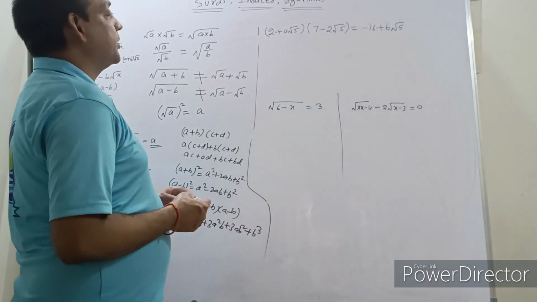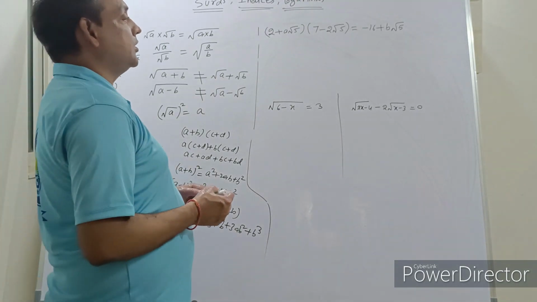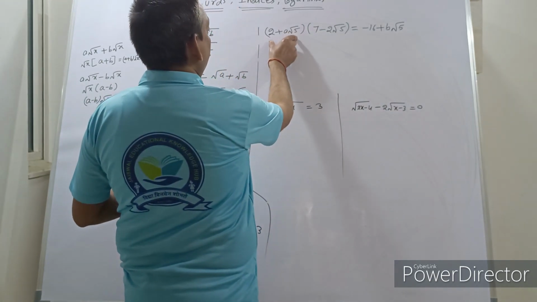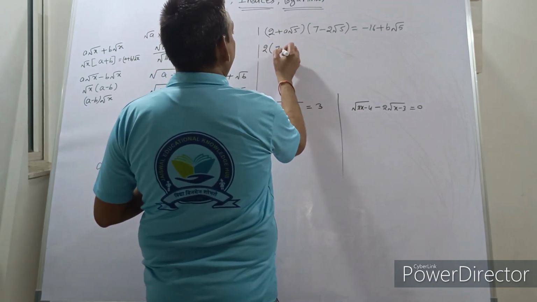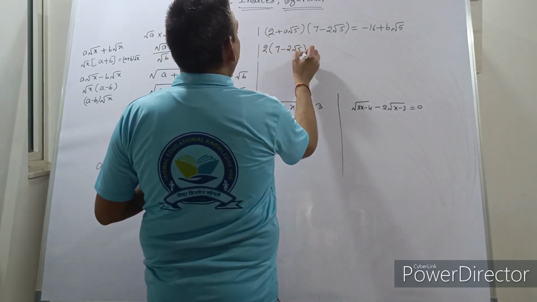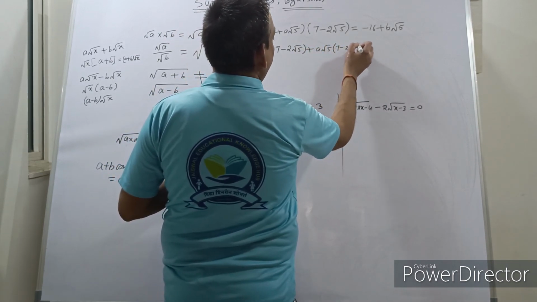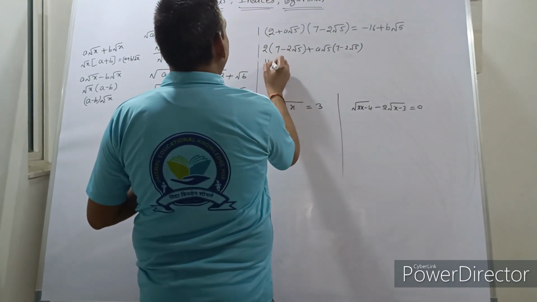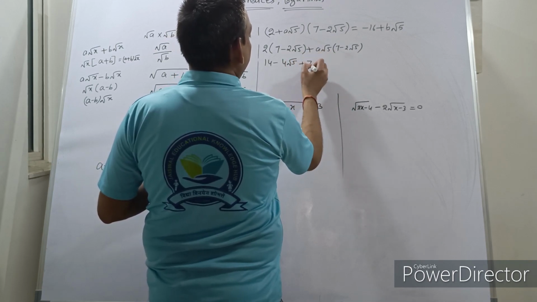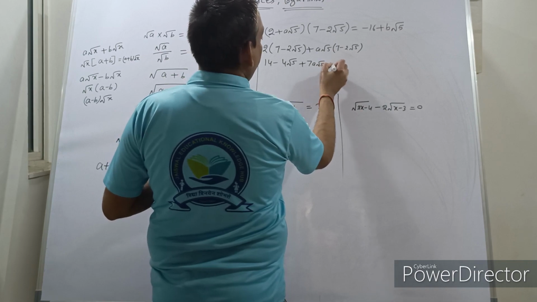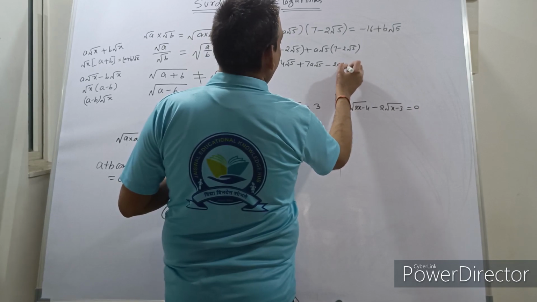Okay, next one is 2 plus a root 5 into 7 minus 2 root 5 is equal to minus 16 plus b root 5. Okay, so you can see this side we have the two brackets. So first we'll simplify that. So that will be 2, open the bracket, 7 minus 2 root 5, then plus a root 5 multiplied by 7 minus 2 root 5. That becomes 7 2s are 14 minus 4 root 5 plus 7a root 5 minus 2a root 5 into root 5, that gives you into 5.